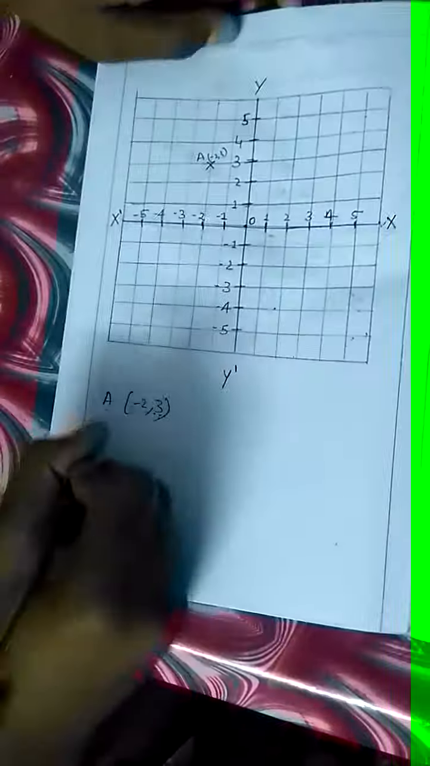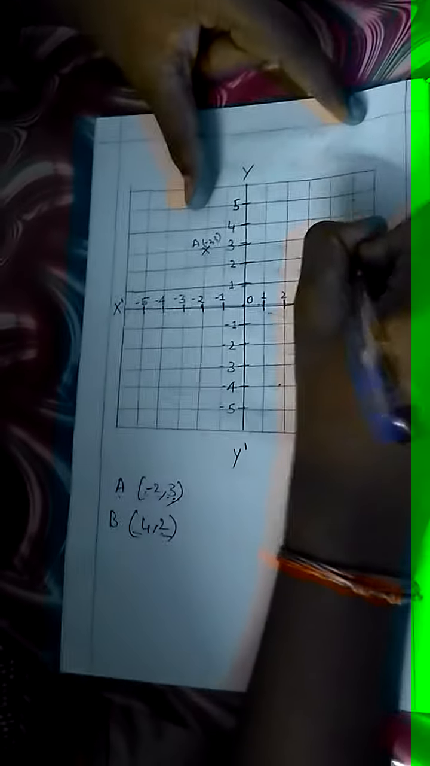And the second example will be B equals (4, 2). 4 is the x-coordinate and 2 is the y-coordinate. 1, 2, 3, 4 in the positive x-axis direction, and for 2, 1 and 2. The intersection point is B, this is (4, 2).